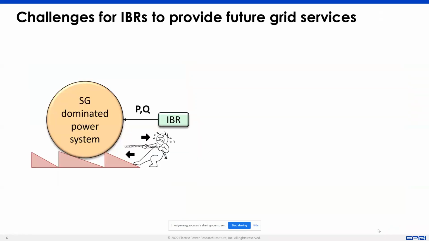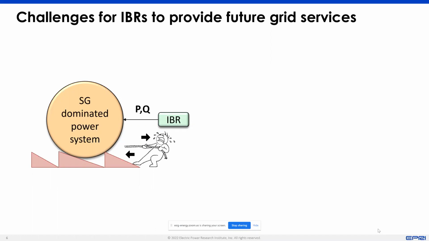So why is it a challenge for inverter resources to provide these services? I mean, we were talking about these services being provided, but from a fundamental perspective, from a very basic operation of an inverter, why is it such a challenge?